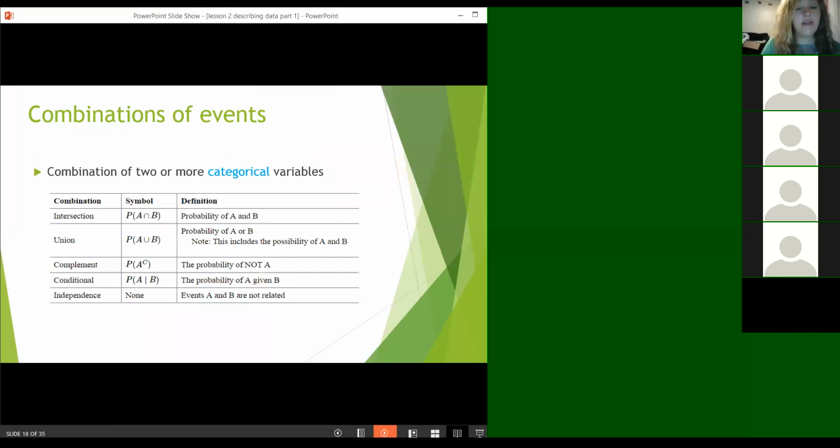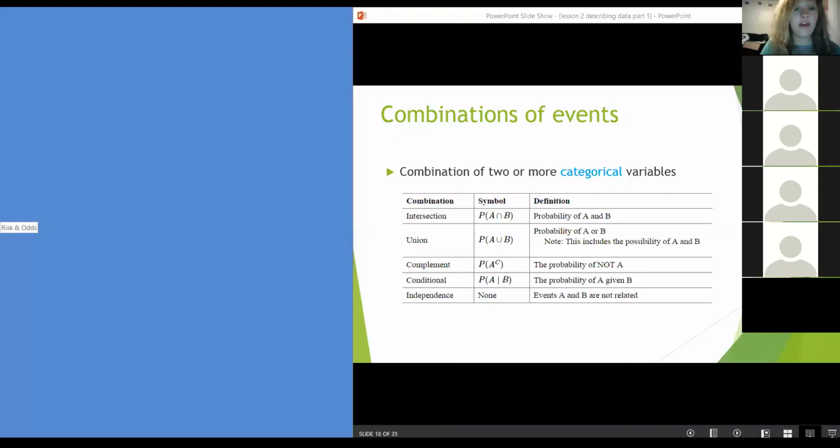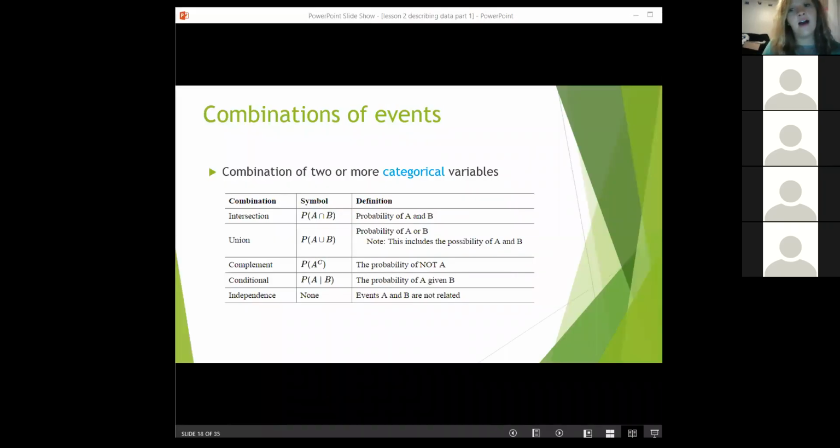Okay, so combination of events. We're talking about categorical variables again. This would be the probability that these events happen in a certain type of combination. We'll go through each of these one by one briefly, because I want to make sure we get to the review questions, since those are usually helpful.